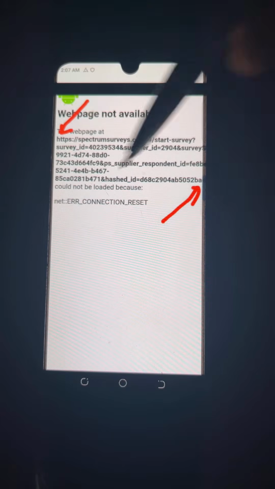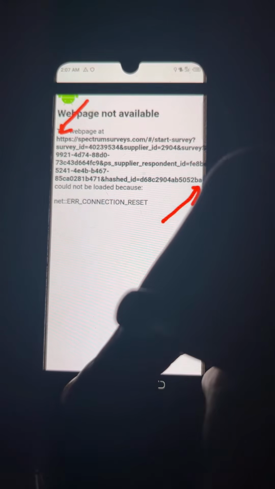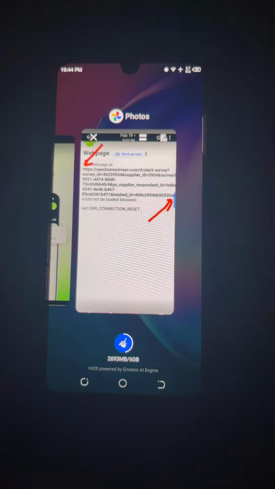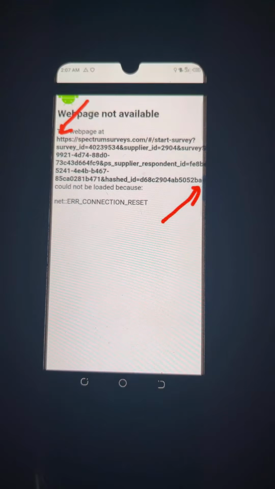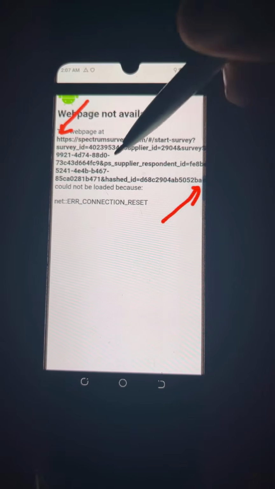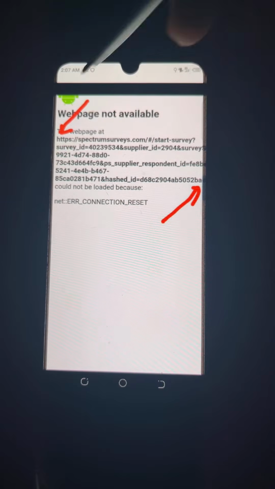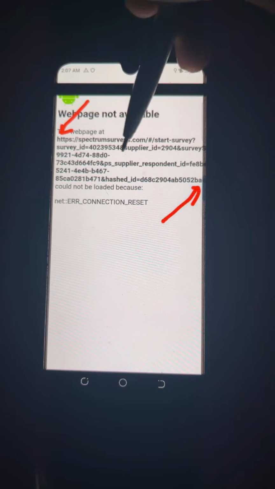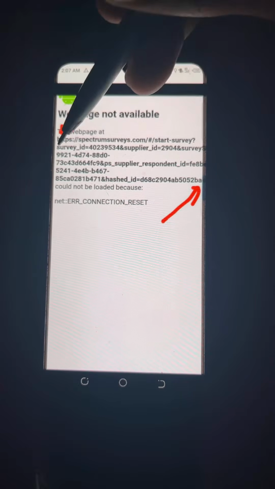Now a lot of people, once they see this, the next thing they do is just minimize, right? They will just minimize like this, and they will kick off the page, right? But if you actually need your survey, if you actually want to earn from this survey, there's a way to still go about it. You understand? Now you can see this particular survey here. It shows http spectrumsurveys.com, right? Start survey, then survey ID.